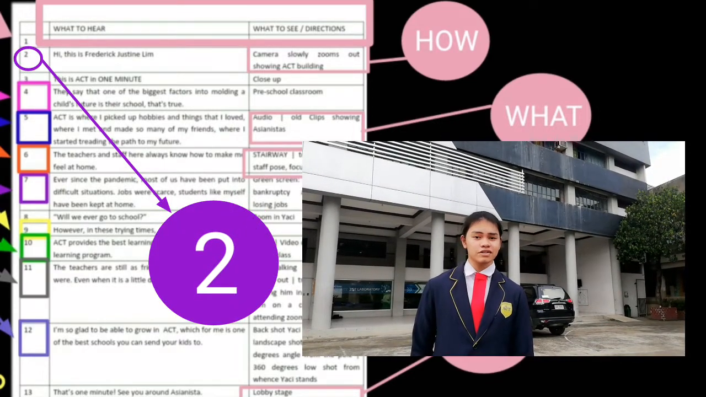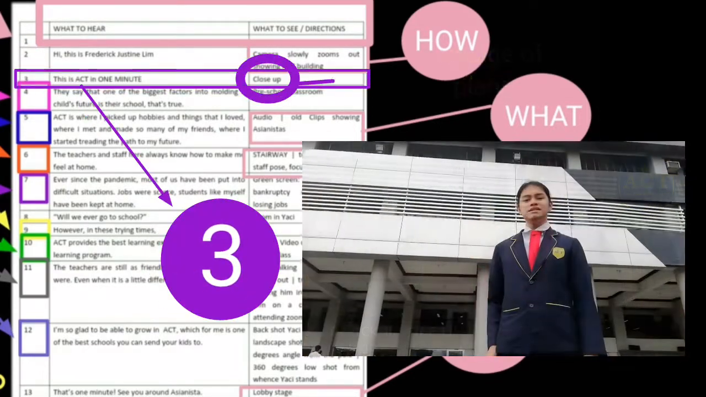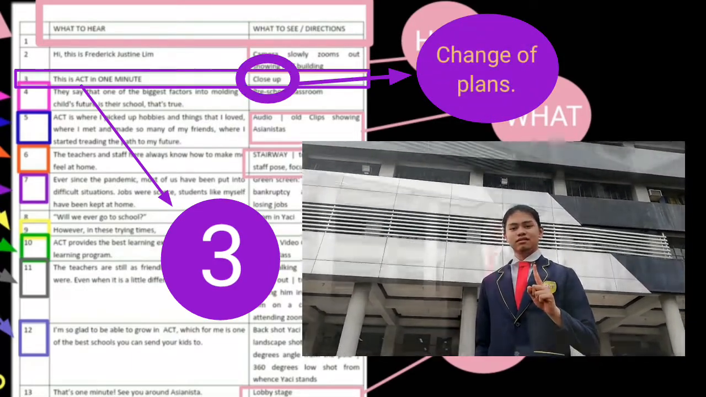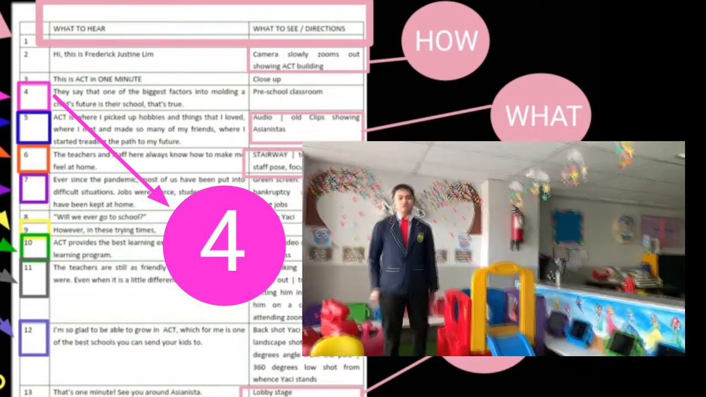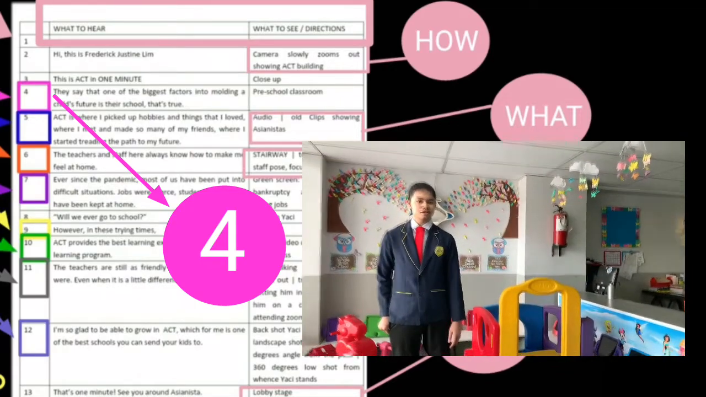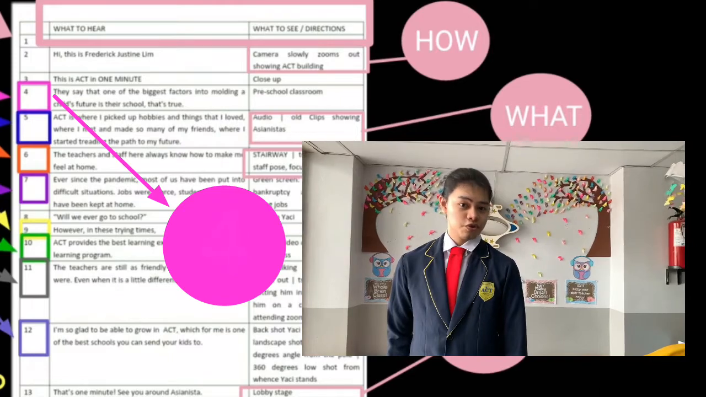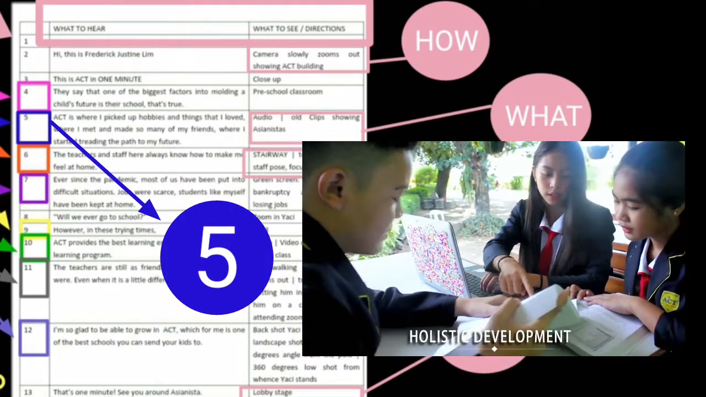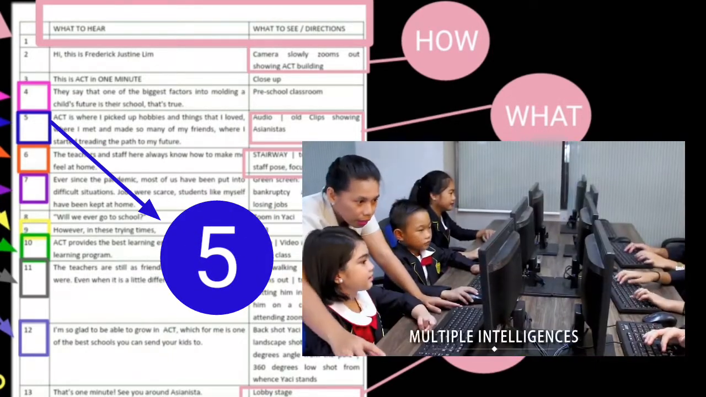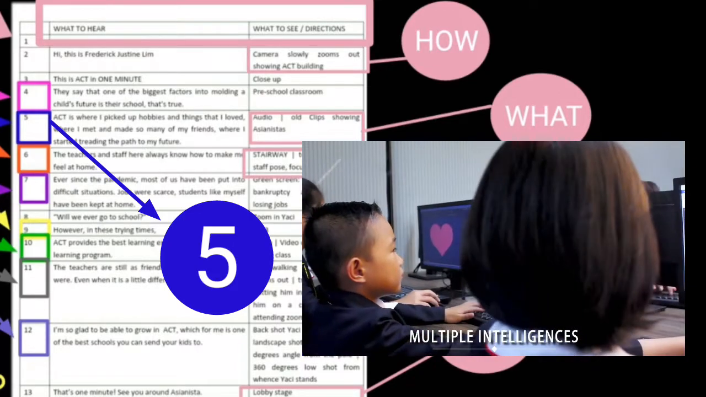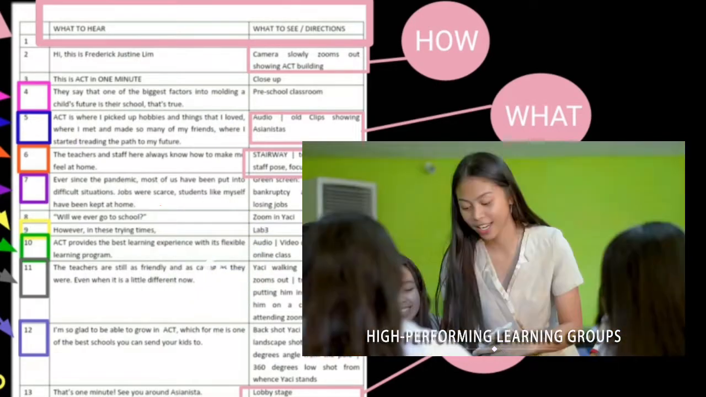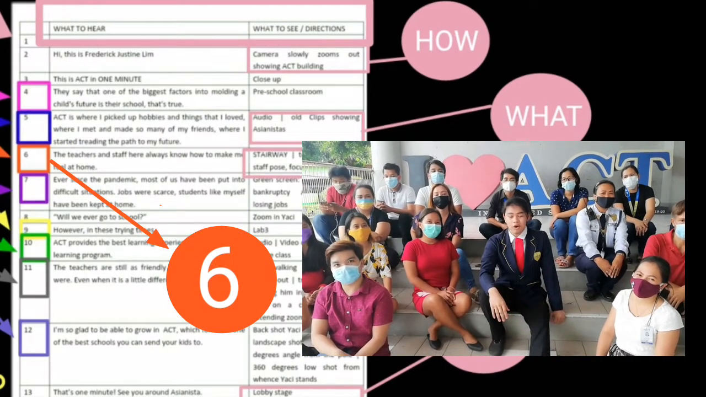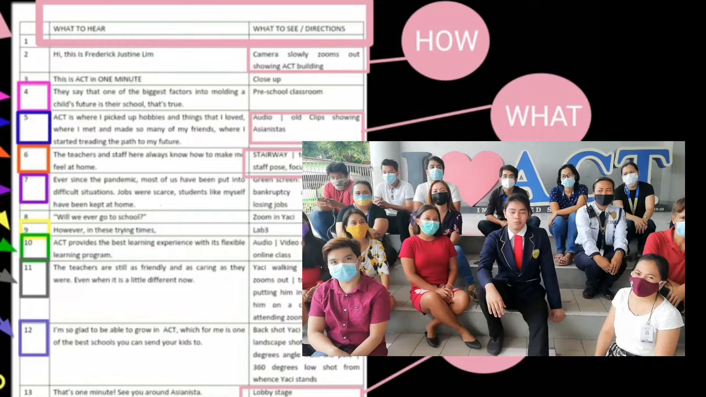Hi, this is Frederick Justin Lim. This is ACT in 1 minute. They say that one of the biggest factors in promoting a child's future is their school. That's true. ACT is where I picked up hobbies and things that I loved, where I met and made so many of my friends, where I started treading the path to my future. The teachers and staff here always know how to make me feel at home.